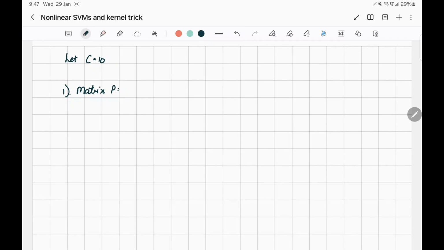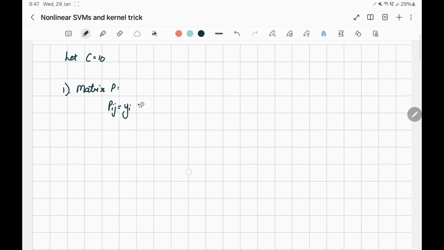So which is constructed as, so this captures the pairwise interactions in the objective's second term. Okay, there is a vector Q.